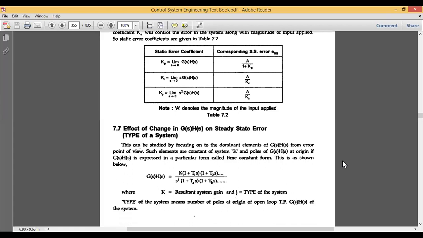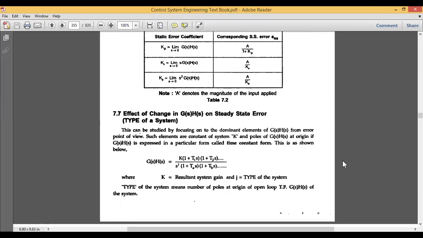Similarly, based on these values, we can see what the effect of a change in G of S and H of S would be. If I change the value of G of S and H of S in all these coefficients, does it have any kind of impact or effect on the open loop system? So let us check how the steady state error can be applied to various types of systems. Before going to the type of system, let us take the elements, that is G of S and H of S, from the error point of view.